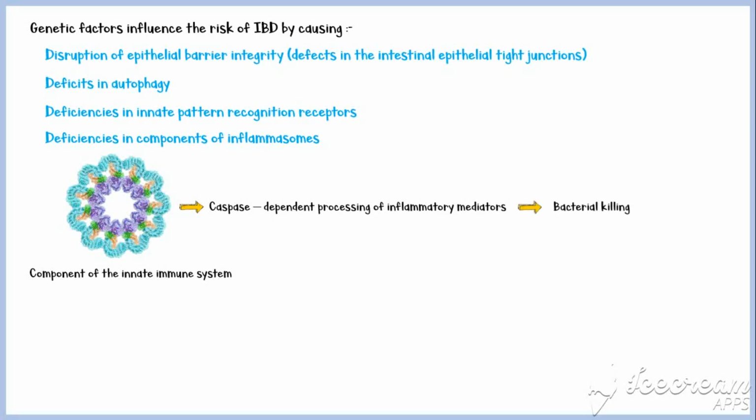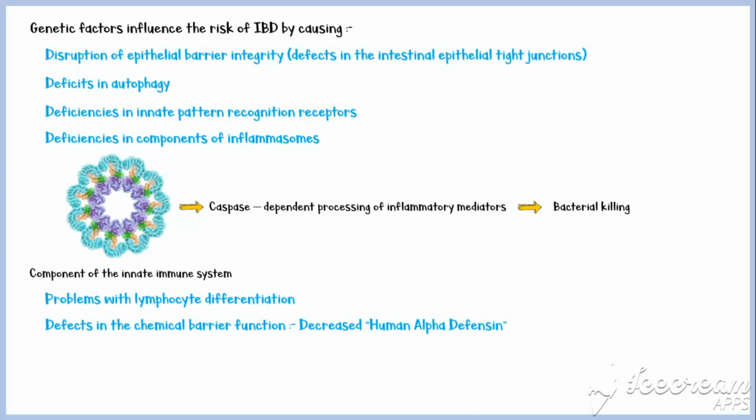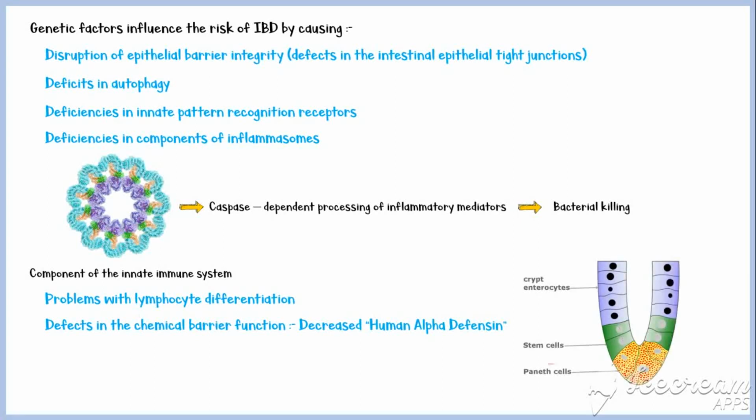In addition, genetic factors lead to problems with lymphocyte differentiation and defects in the chemical barrier function, such as decreased human alpha-defensin levels. Alpha-defensin is a small peptide that has antibacterial properties, secreted by intestinal Paneth cells. Reduced levels of alpha-defensin may lead to inappropriate growth of certain bacteria that can trigger IBD.